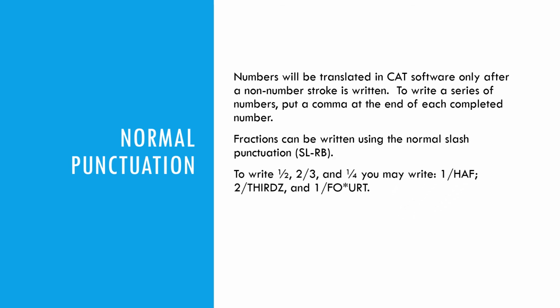There it is. You write 1 slash 2, 2 slash 3 for a third, 1 slash 4 for a quarter. Or you may write 1 and then HAF, and you'll get a half. 2/3, you can write 2 and DZ, and you'll get the third. Same for 1/4 for the quarter.